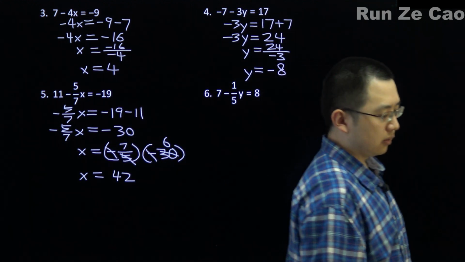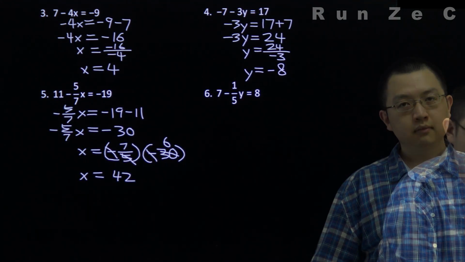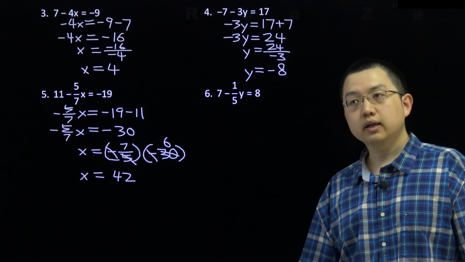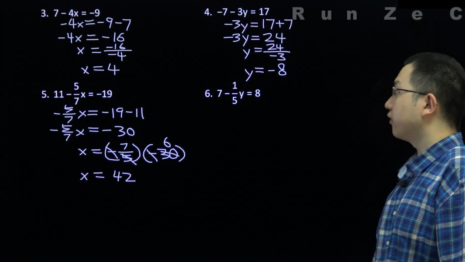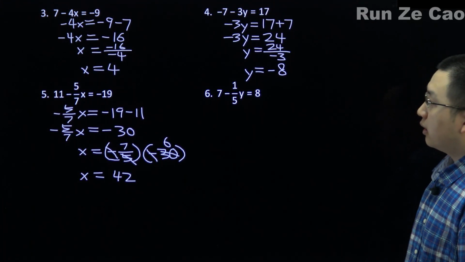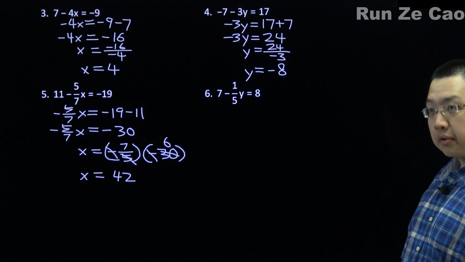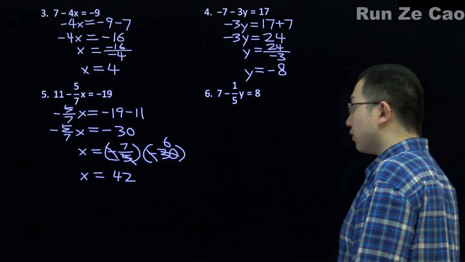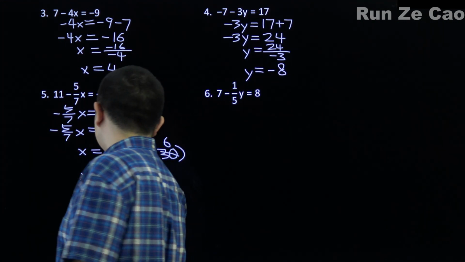5/7 of x, oh, that's 5 times 6. And 11 minus 30 is negative 19. You can think of it as 10 plus 1 minus 30 equals negative 20 plus 1.